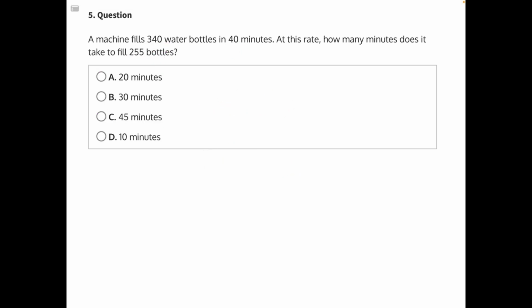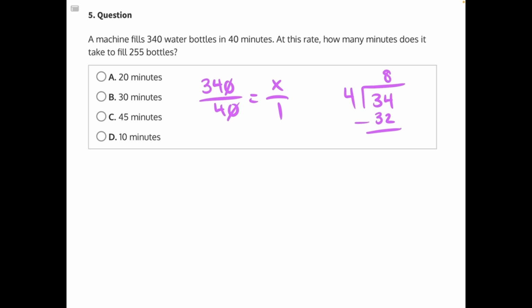Let's start by finding our unit rate, or how many bottles we can make in every 1 minute. And to do that, we'll need to divide 340 by 40. Let's start by canceling out these zeros so that we have a little bit of an easier division problem. 4 goes into 34 8 times. When you subtract, you're left with 2.